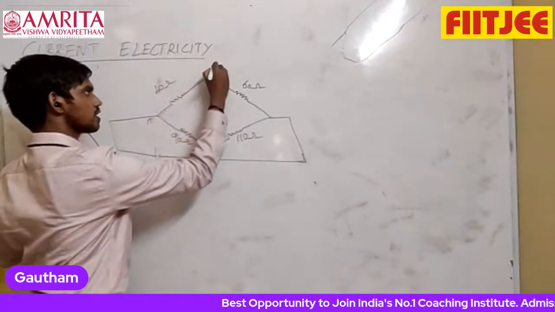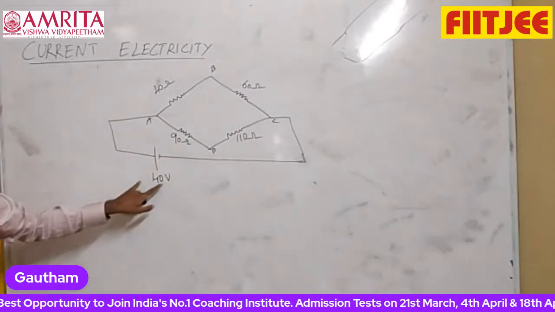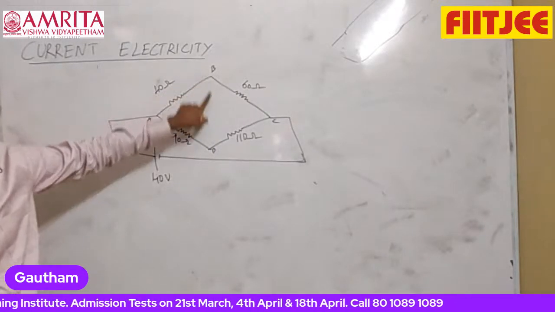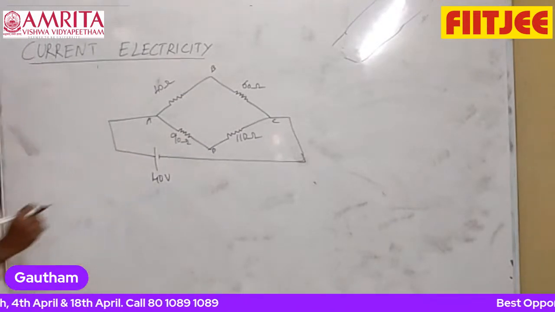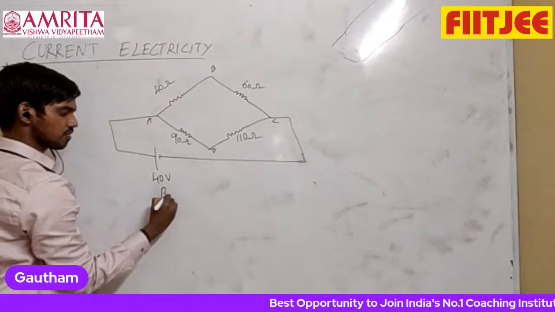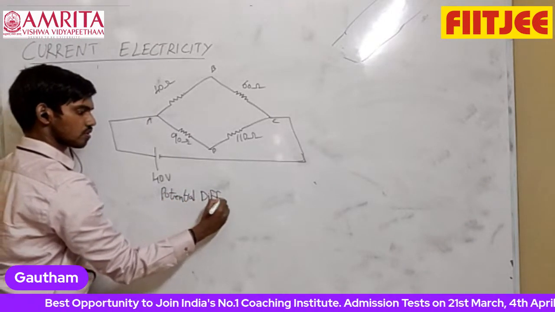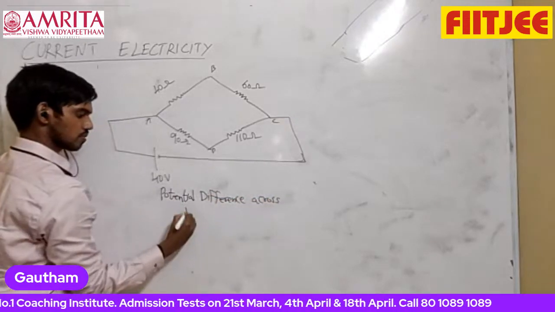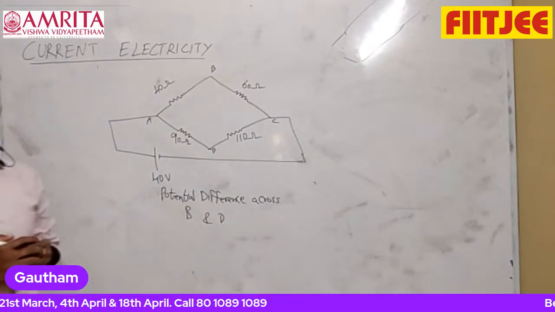These points are given as A, B, C, D. Across AC, a battery of potential 40 volt is connected. In the question, they have asked you to find the potential difference between points B and D. So what is the value of potential difference across B and D?